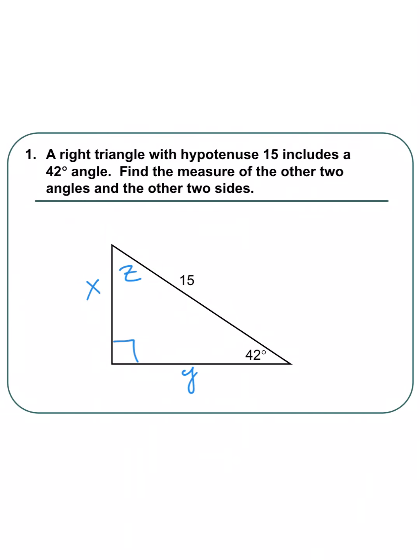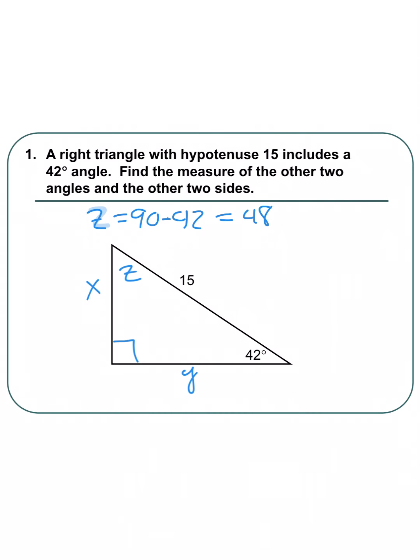The nice part about our missing angle is all three angles in a triangle add to be 180. And since I know that I have a right triangle, the other two angles have to be complementary. So to quickly find my z value, I could say that z equals 90 minus 42, which is then going to be 48 degrees. So I have found one of my missing angles.